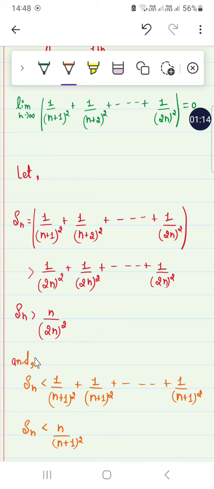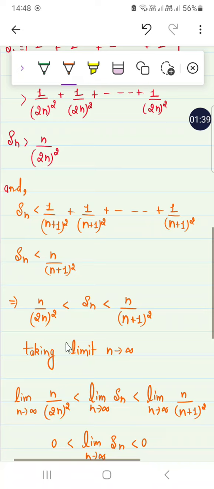Now, in the reciprocal, we know that Sn is less than the following. If you take the first term (n plus 1) whole squared, this is also (n plus 1) whole squared, and so on, these are the sums of n terms, right? This gives you n upon (n plus 1) whole squared. Sn is less than n upon (n plus 1) whole squared. So this implies that Sn is in between n upon (2n) squared and n upon (n plus 1) whole squared.